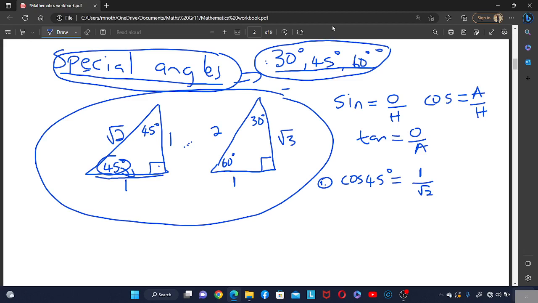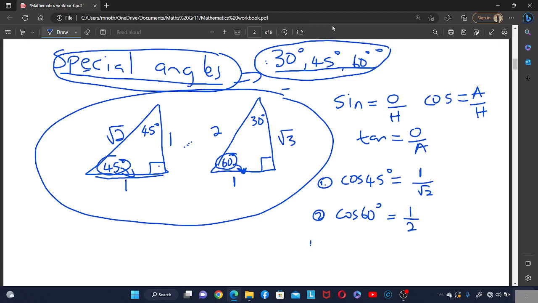Okay, then let's say the next one is cos 60 degrees. Cos is adjacent over hypotenuse. So now we have cos 60. The adjacent side of 60 is 1. And then the hypotenuse, the one that is opposite to 90 degrees, is 2.